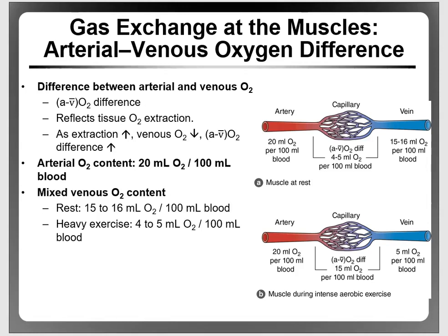So the first thing we want to look at here is this arterial venous oxygen difference. So at rest, the oxygen content of that arterial blood is about 20 mils of oxygen per 100 mils of blood. So that's what's shown here in figure 7.12A.